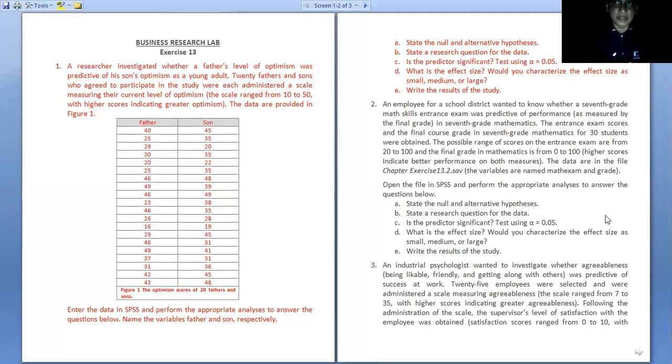So welcome back. We are talking about simple linear regression, and we are now doing exercise 13, question 1. So the question is before you.